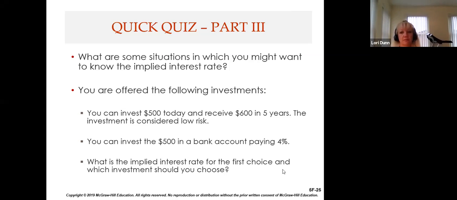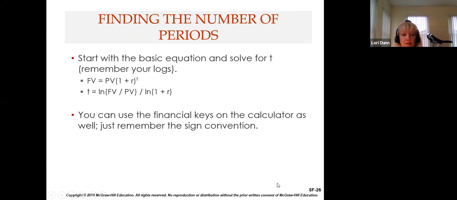All right. I'm going to go back to my PowerPoint. There we go. Okay, so you should see the PowerPoint again. So we have our answer there. We should choose investment 2, the one that yields 4%. Okay, what if instead we need to find the number of periods?